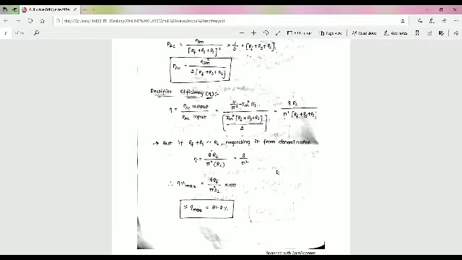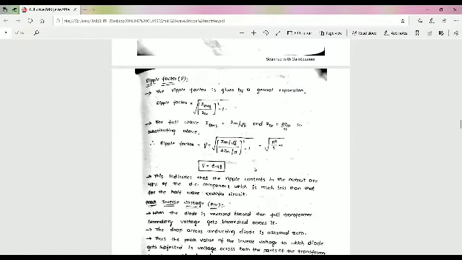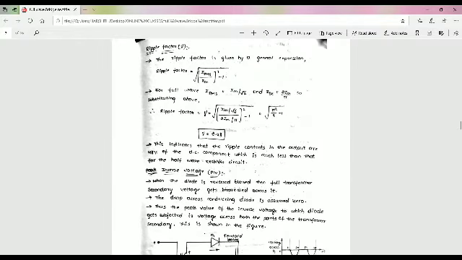Half wave rectifier efficiency is 40.6. And next parameter, ripple factor. So ripple factor is derived in the half wave rectifier. The ripple factor is given by the general expression, ripple factor equal to square root of (IRMS by IDC) whole square minus 1. This equation we used for the half wave rectifier.